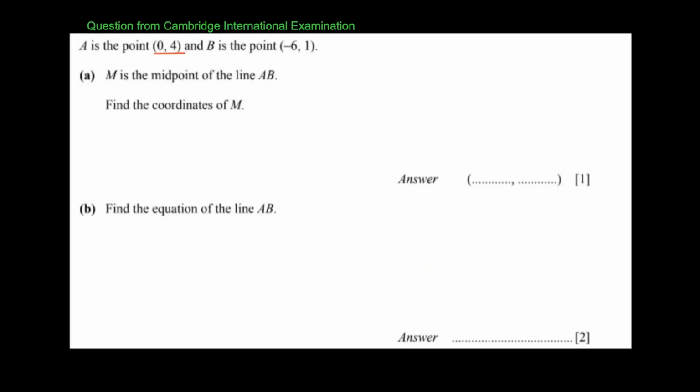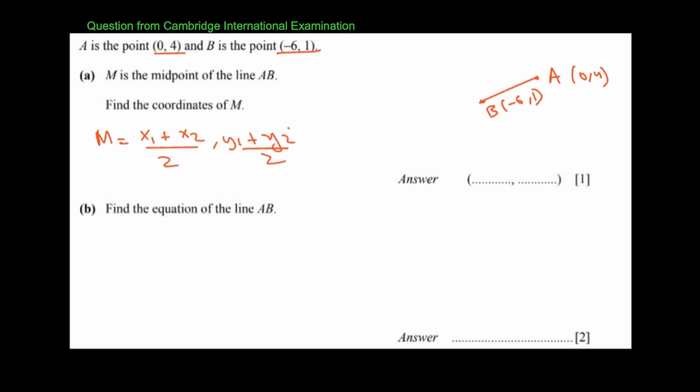Now A is the point 0, 4 and B is the point -6, 1. M is the midpoint of AB. Find the coordinates of M. So you have A as 0, 4 and you have B as -6, 1. So the midpoint M is given by the average of x and y values. So M equals x1 plus x2 divided by 2, y1 plus y2 divided by 2. So let's call this x1, y1 and x2, y2.